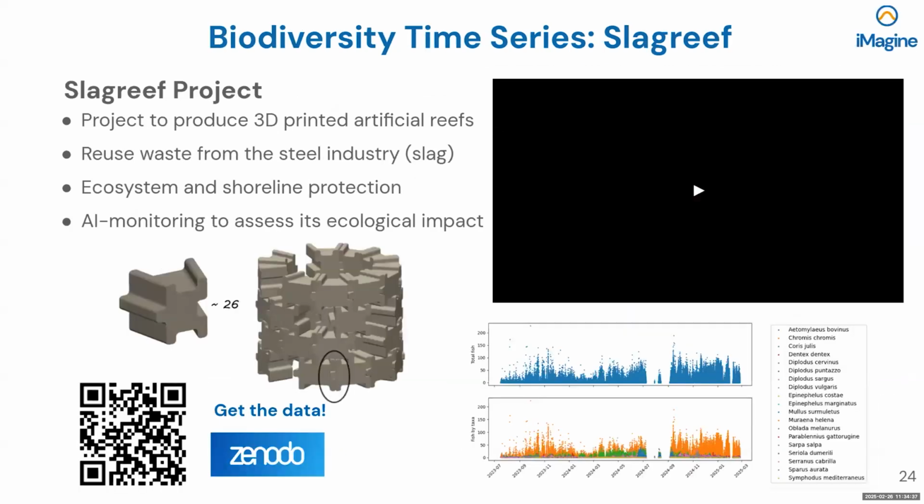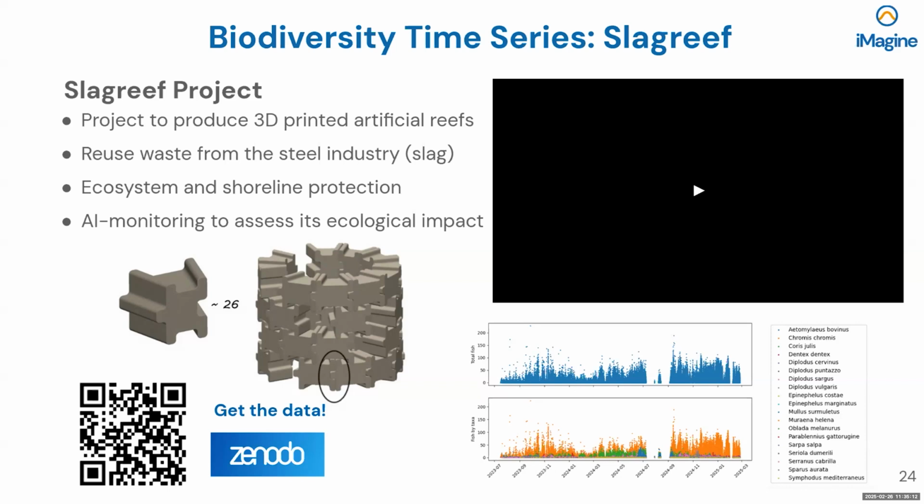We also have some results for the Slag Reef project. The Slag Reef project is a side project that we have. It's not related to iMagine, but we are using the same technologies. The main aim of this project is to produce 3D printed artificial reefs, mainly using waste from the steel industry, which is called slag. So instead of just disposing of this waste, we want to use it. We are using this waste to create puzzle-like pieces that can be piled together to create artificial reefs.